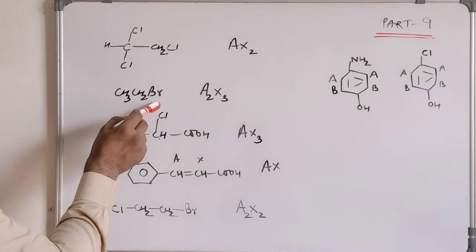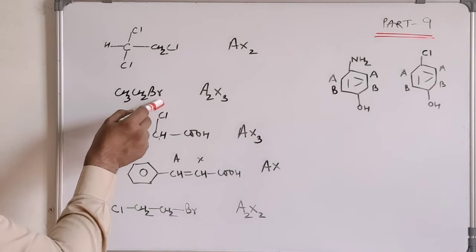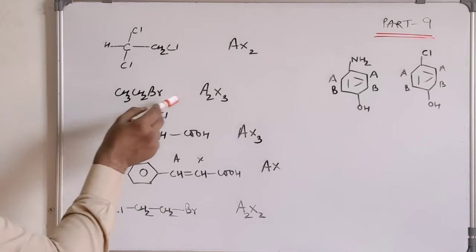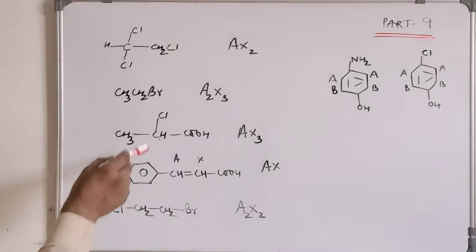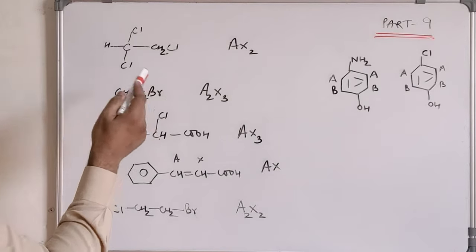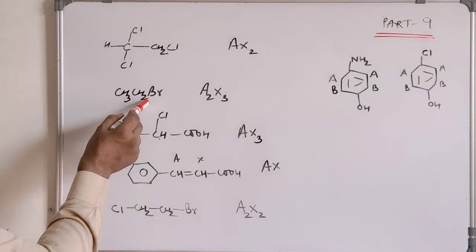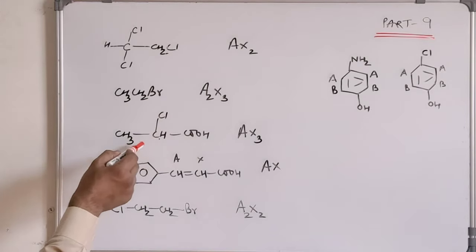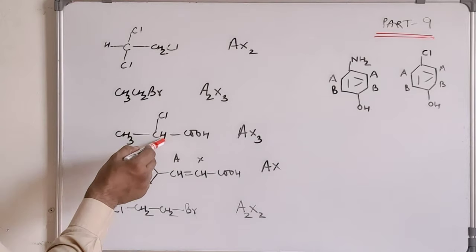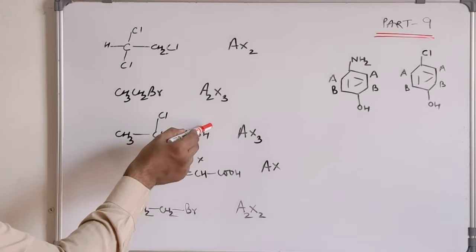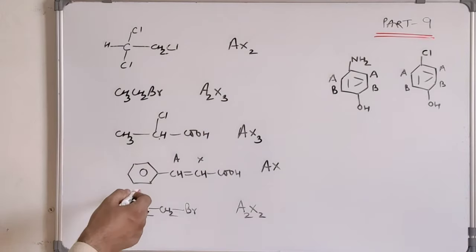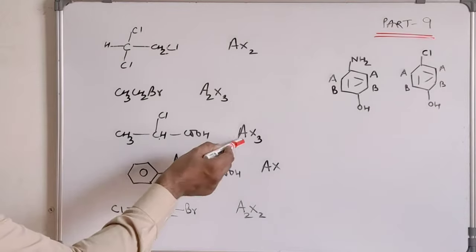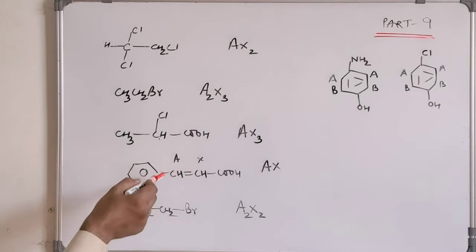This is bromoethane, CH3CH2Br. So CH3CH2Br indicates A2X3 type of spectra. Again this is a first order type of spectra, A2X3 type of spectra. This is 2-chloropropanoic acid, CH3CHClCOOH. The acid proton will appear at a very high delta value, around 10 to 12. So it is called AX3 spectra. AX3 spectra is called first order type of spectra.